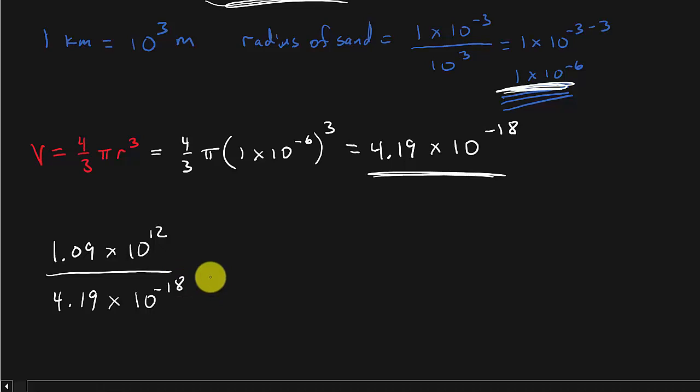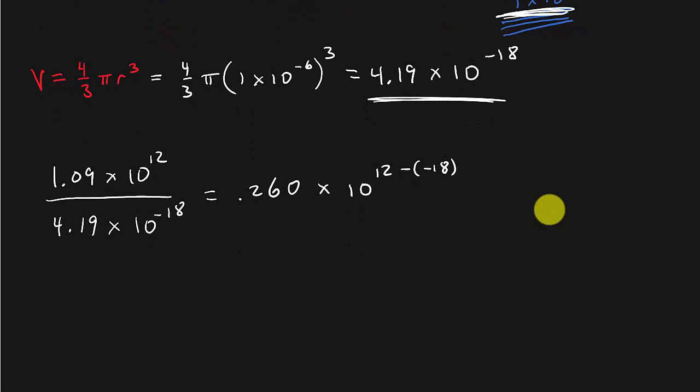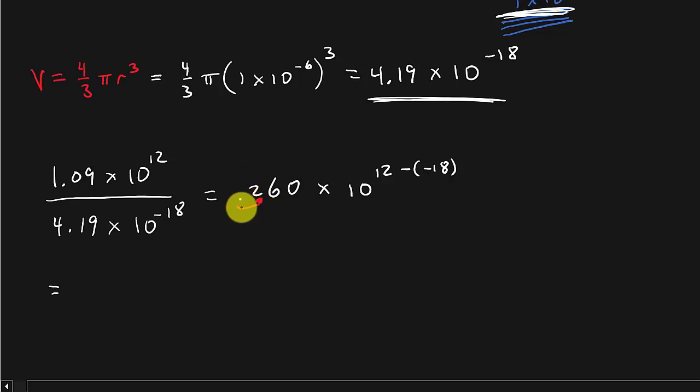We did one of these in the videos, but let's just go ahead and do it again. So 1.09 divided by 4.19 gives us 2.60143198. I'm just going to leave it as this. And that's going to be times 10 to the 12 minus negative 18. Now we need to convert this to scientific form, the 0.260. So I'll move it one place to the right. That's going to be 2.6 times 10 to the first. I moved it one place.